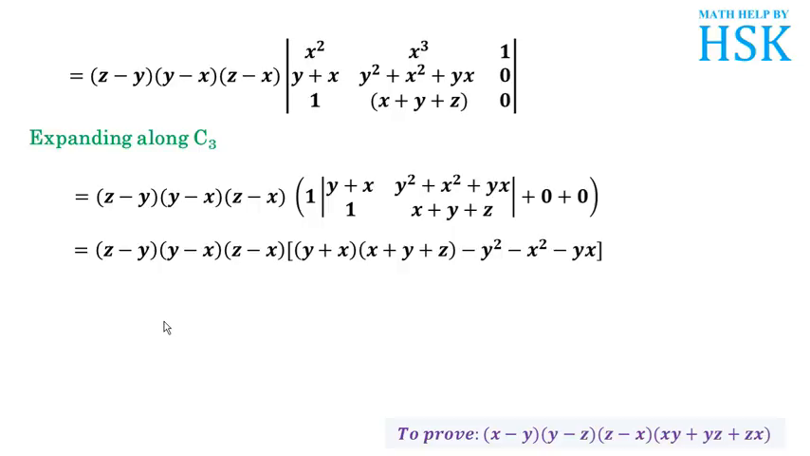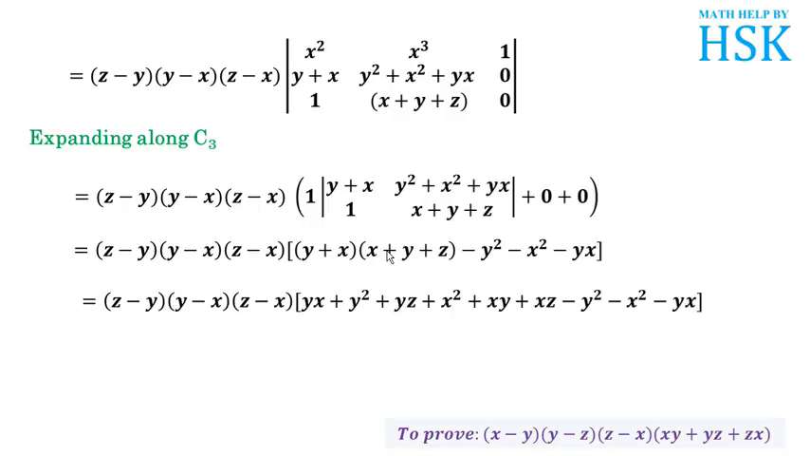Okay, so multiplying these two brackets, I'm going to obtain this as y into x, yx, y into y, y square, y into z, yz, x into x, x square, x into y, xy, x into z, xz, right? Now you can see here x square and x square are going to cancel out, y square and y square are going to cancel out, and 1 yx and 1 yx is going to cancel out. So I'm going to obtain xy plus yz plus zx. So this gives me x minus y, y minus z, z minus x into xy plus yz plus zx.